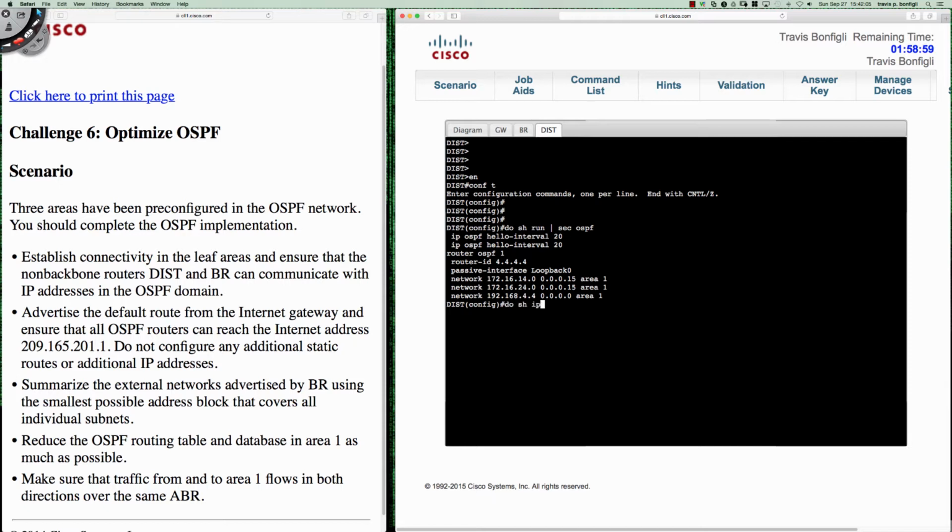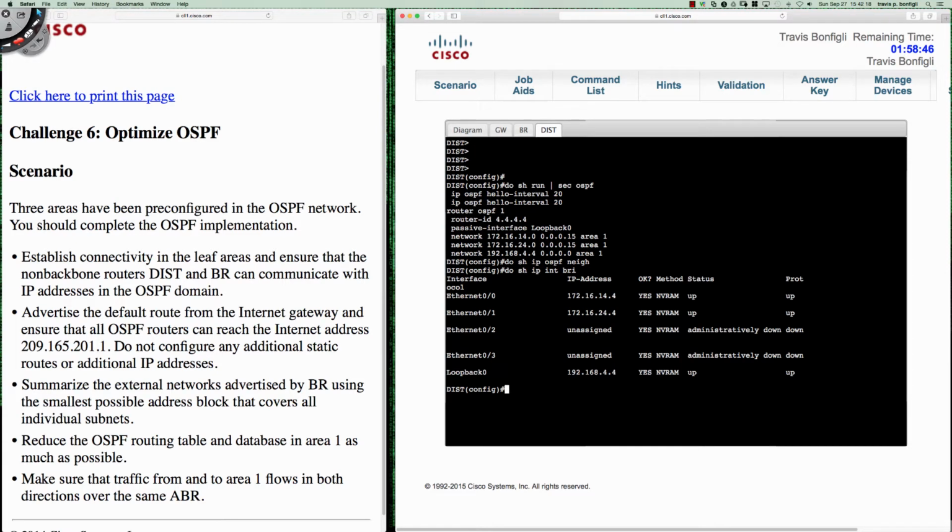If I say do show IP OSPF neighbors, we have no neighbors. So remembering that the hello interval needs to match, let's say do show IP interface brief. My guess is that the hello interval has been set on Ethernet 00 and Ethernet 01. Let's take a look. Do show run in Ethernet 00.